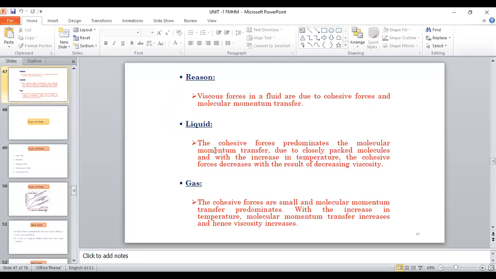Okay. For liquids, the cohesive forces predominate over the molecular momentum transfer due to closely packed molecules, and with the increase in temperature, the cohesive forces decrease, with the result of decreasing viscosity. Okay, this is for liquids. Suppose it is a gaseous fluid, what happens? The cohesive forces are very small, and molecular momentum transfer will be predominant. So with the increase in temperature, molecular momentum transfer increases, and hence viscosity increases.